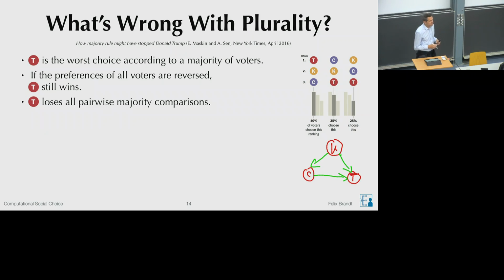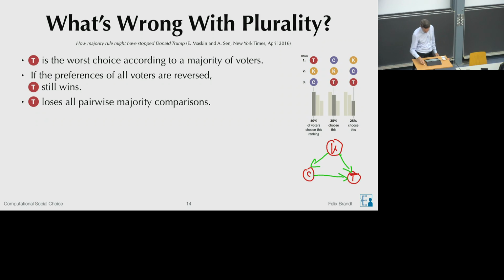Yes, definitely. As I said, all these points are interconnected to each other. Trump is a Condorcet loser, or loses all pairwise majority comparisons, and being the worst choice according to a majority is an even stronger statement. If somebody is the worst choice of a majority of the voters, this person has to lose all pairwise majority comparisons. But losing all pairwise majority comparisons is something we will also see in other examples, where this stronger thing doesn't happen.